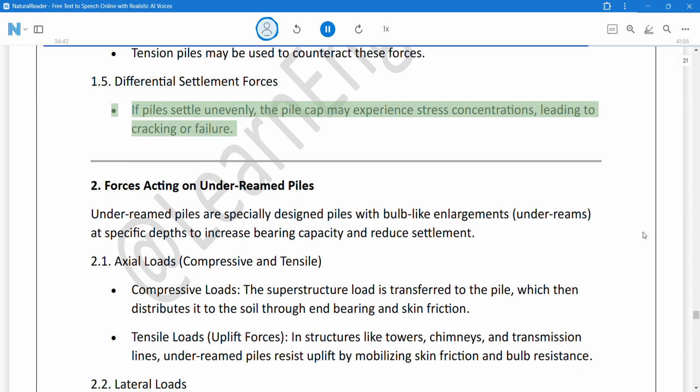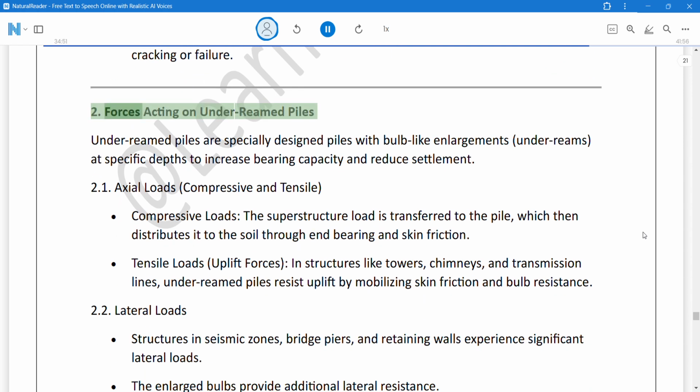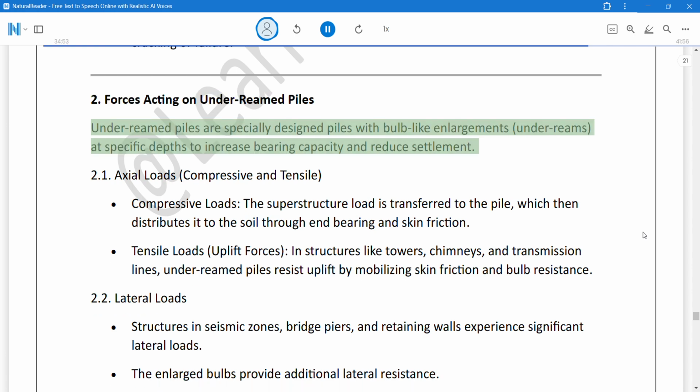1.5 Differential settlement forces. If piles settle unevenly, the pile cap may experience stress concentrations, leading to cracking or failure. 2. Forces acting on under-reamed piles.